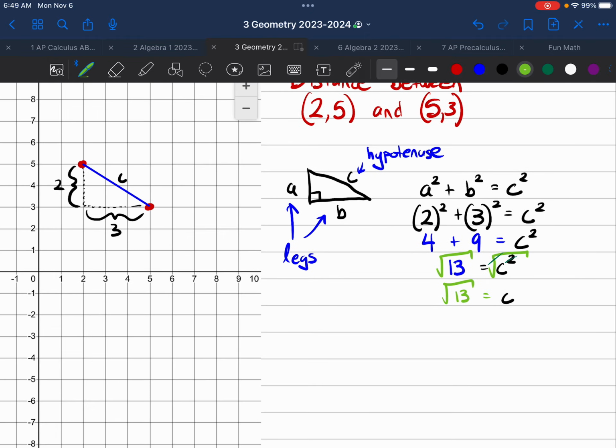So I don't know exactly what the square root of 13 is. I know that the square root of 16 is 4, so this is probably a number a little bit less than 4, but that is our answer. Go ahead and box that. C is equal to the square root of 13.